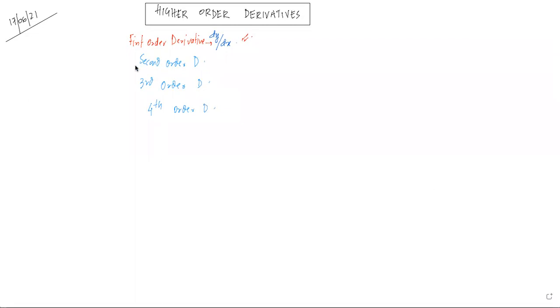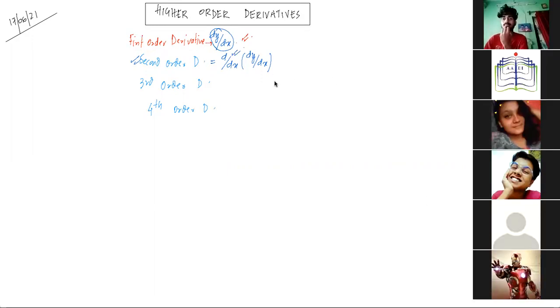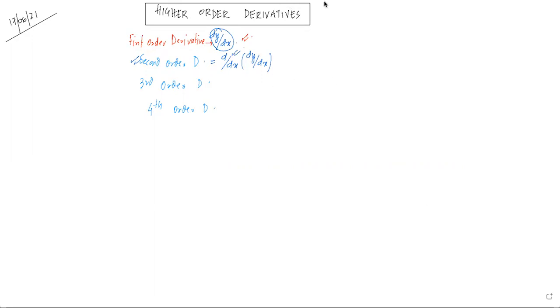What is the fundamental behind the second order derivative? It is like differentiating the already differentiated function. So d/dx of dy by dx is called second order derivative. This is the first derivative. First derivative को हम वापस से differentiate कर रहे हैं. That is called second order derivative. So in other terms, I can say differentiating the already differentiated function. That is called second order derivative.